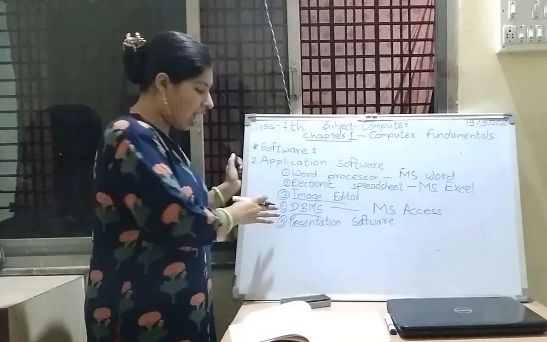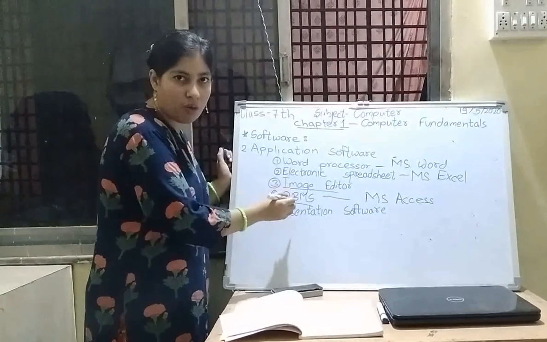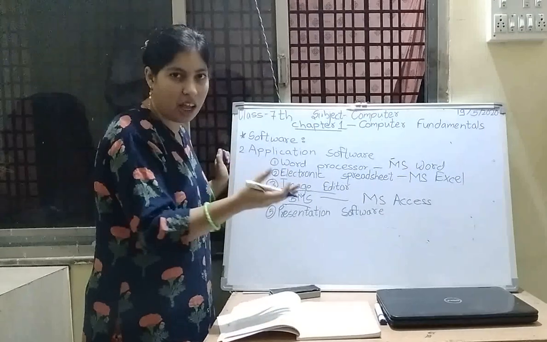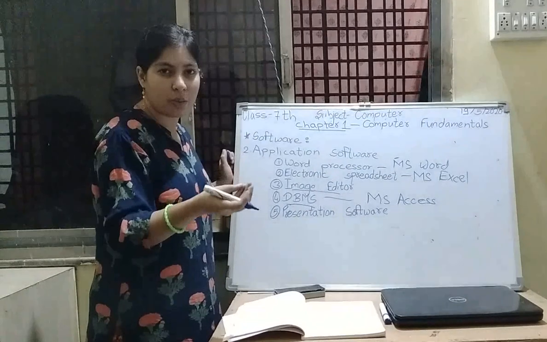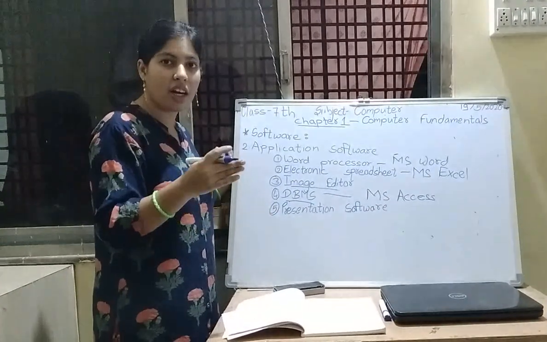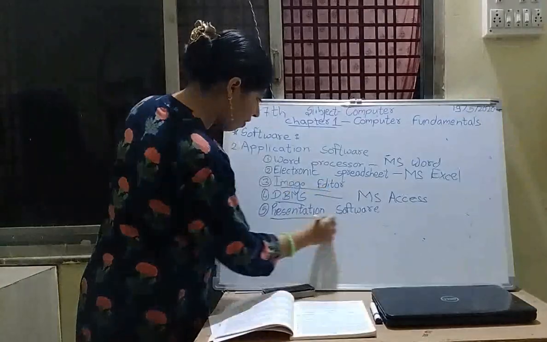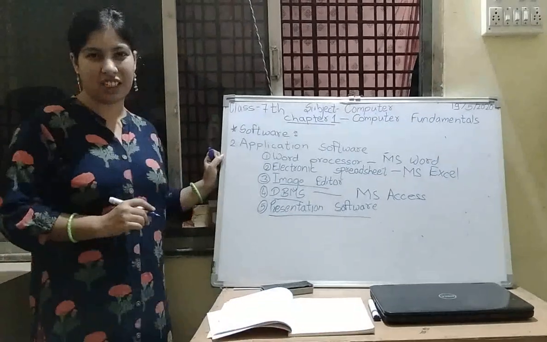Okay, so we have a special chapter on this MS Access DBMS. So we will learn MS Access in detail. But MS Access is a special type of Microsoft product which is used for storing data in a different format. Okay, now the last type of application software is the presentation software.